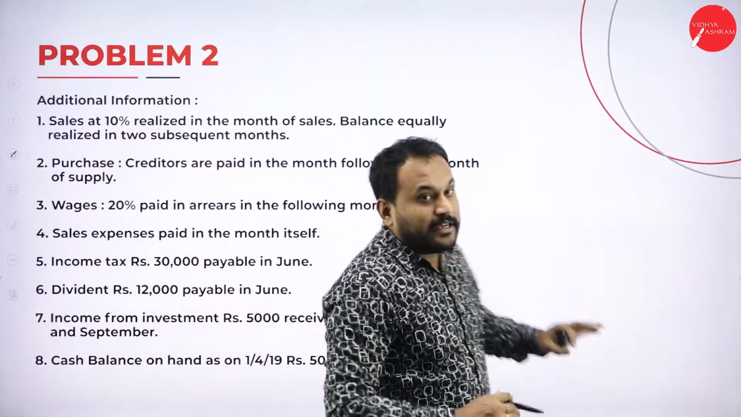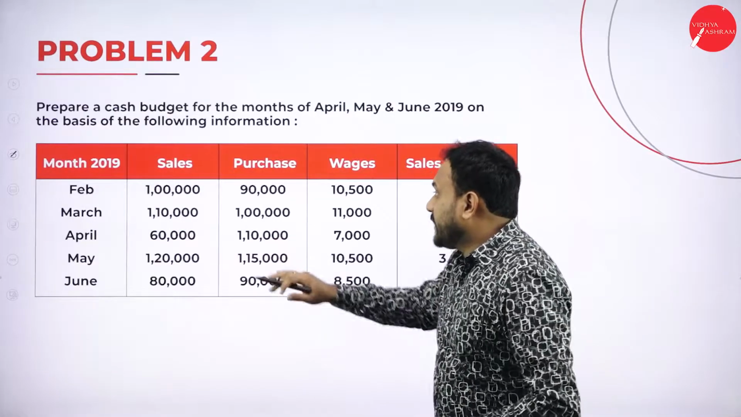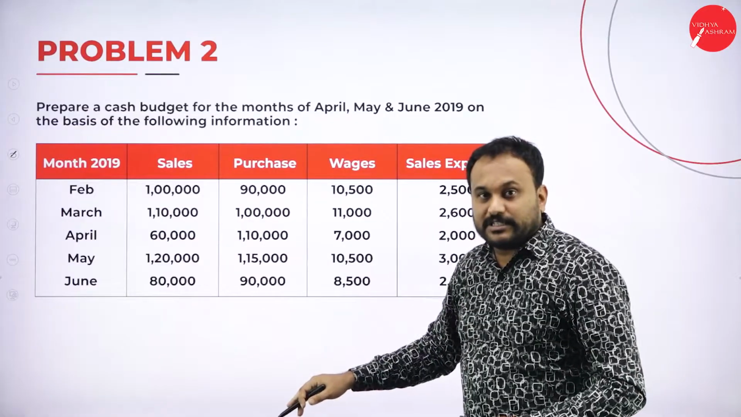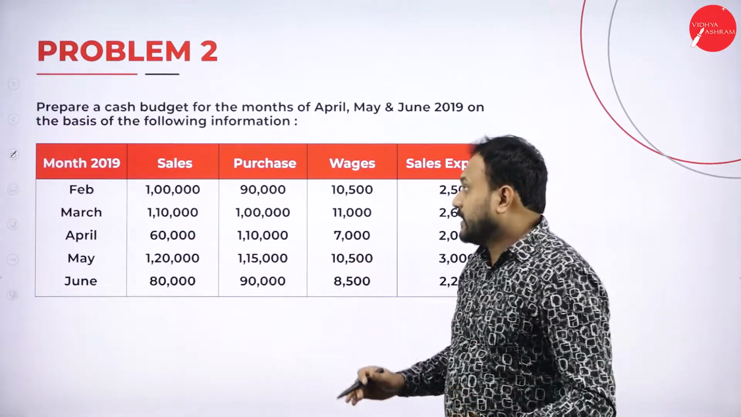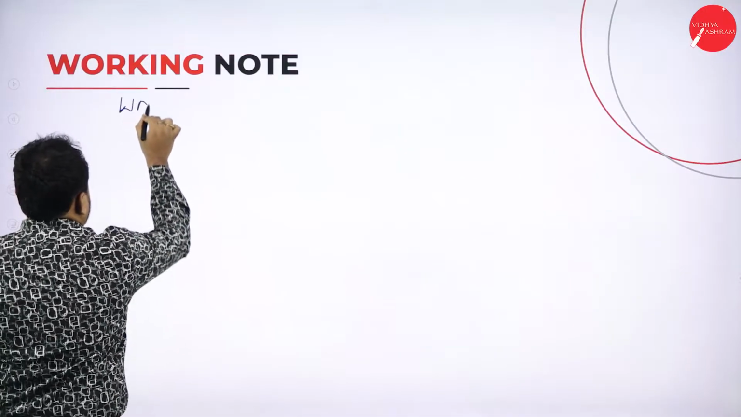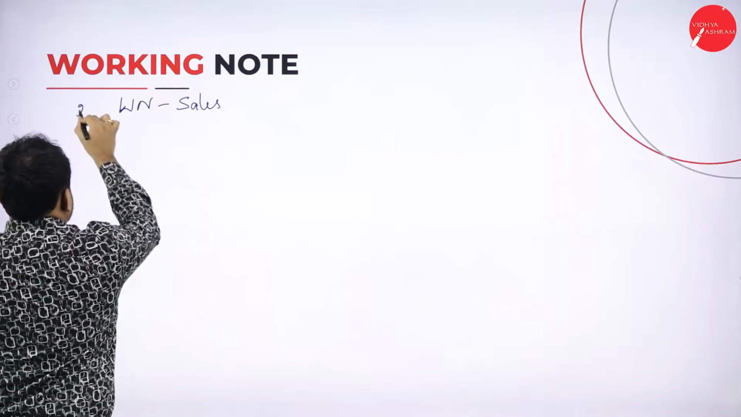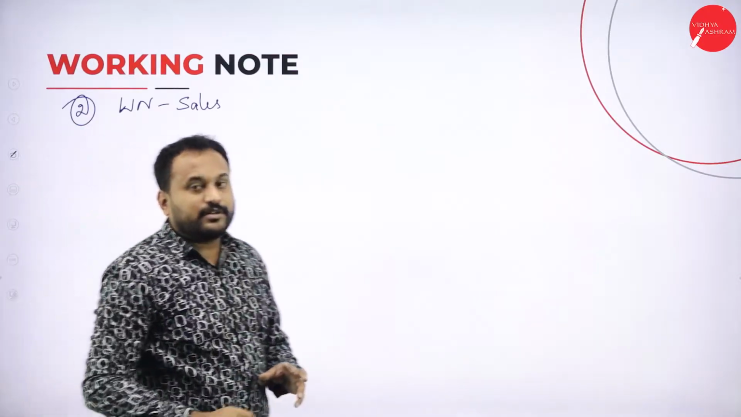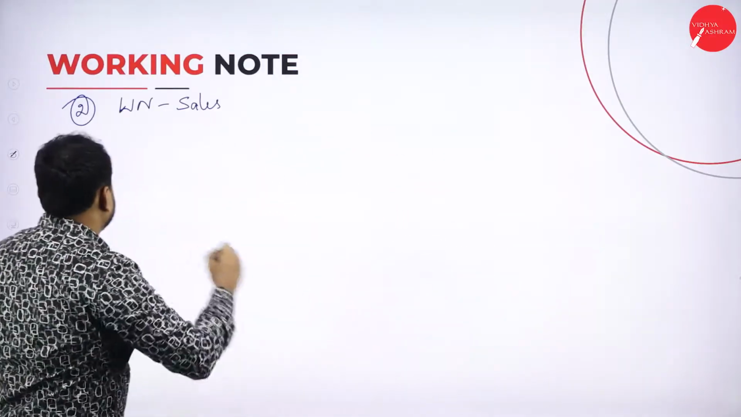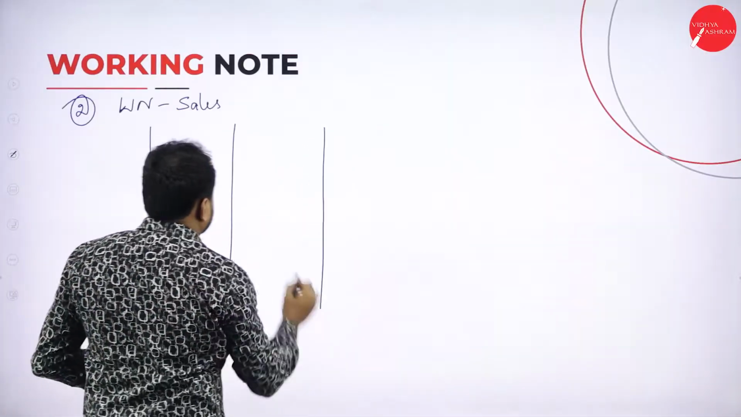When I said balance equally, now we need to go with the working note. Here we should take Feb, March, April, May, June, completely, and start going with the working note. I'll tell you the working note for sales. So this is the second working note. The first working note is for the sales 10%. Next is 45%, 45%. For that, you need to make columns like this.